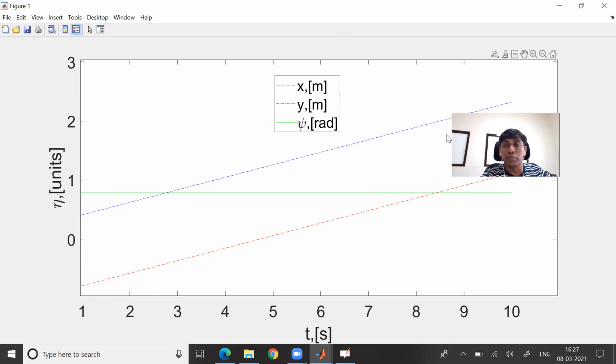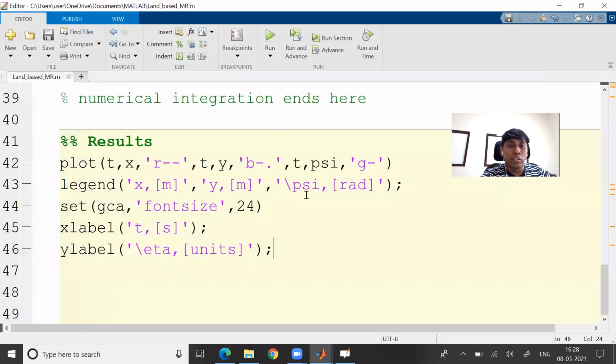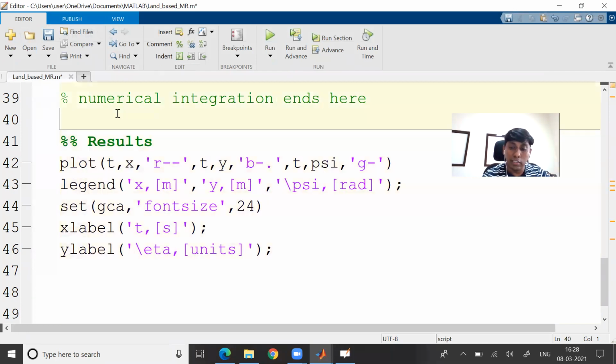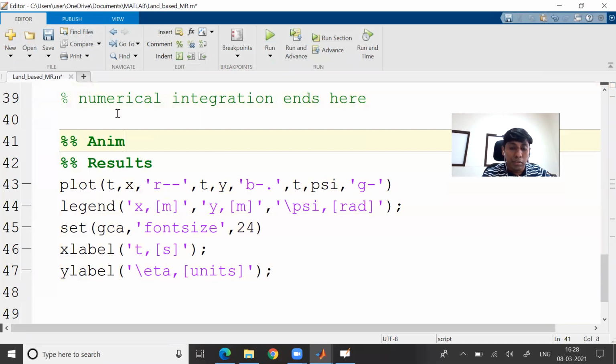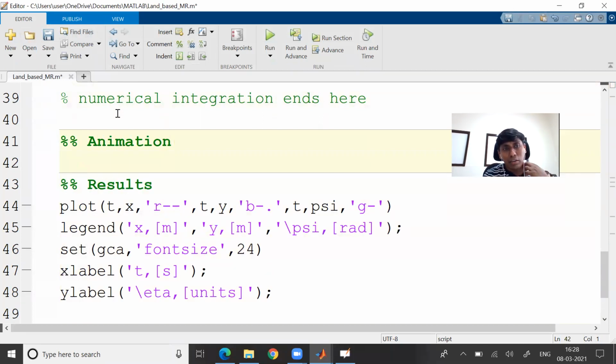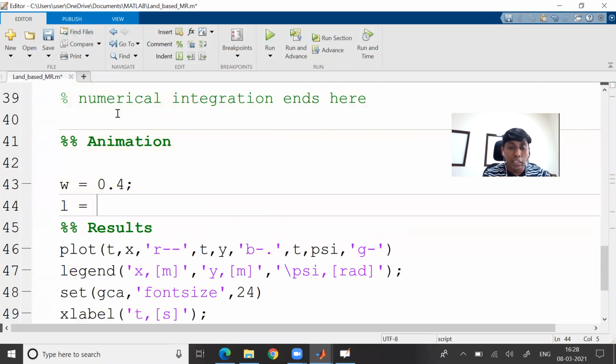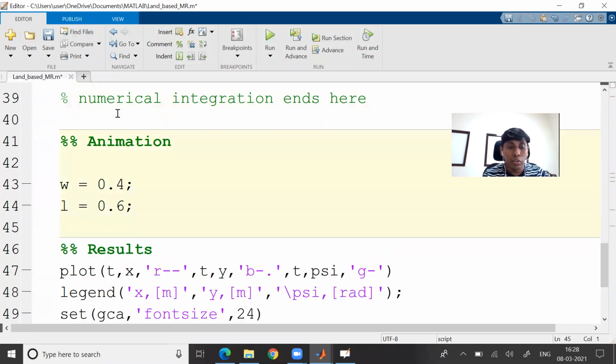So what I wanted is to plot in a more useful form. For that, I'll put the result here as an animation. For the animation, I'm taking a general vehicle width, which I'm assuming as 0.4 meter, and the length would be 0.6 meter. I'm taking a small box just for your understanding. This is what I'm considering as a vehicle box.